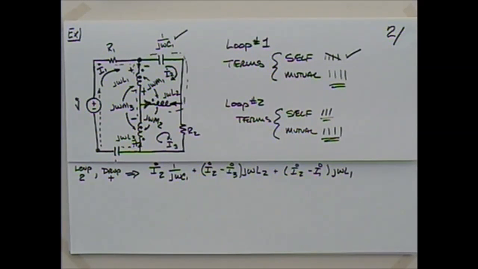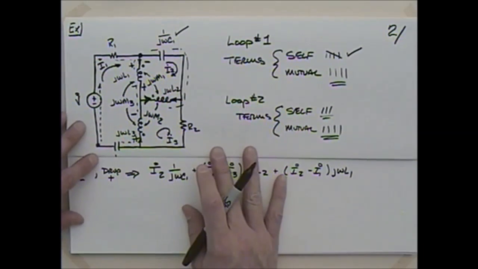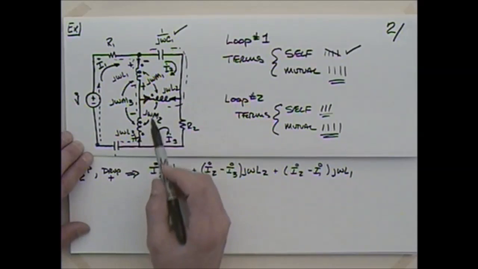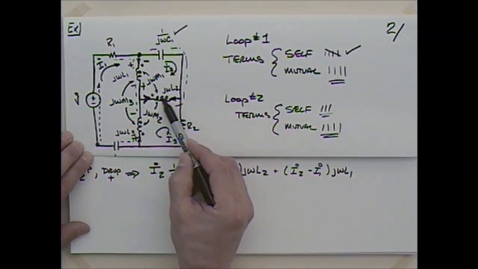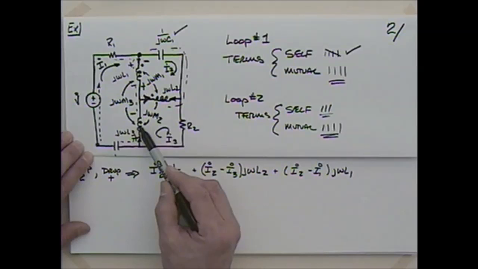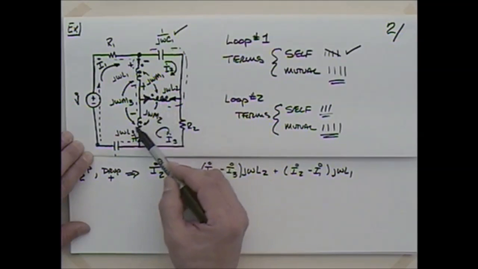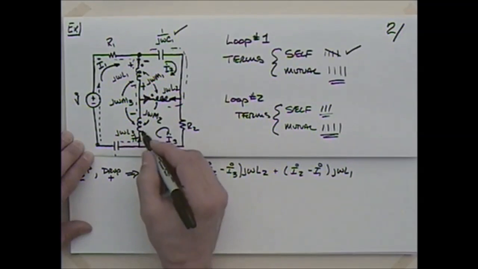So now we've got the mutual terms, right? What are the mutual terms going to be if we just survey this thing roughly? I would have a current through this one inducing a voltage here. I would have the current conversely in this one inducing a voltage here. I would have the current through this one inducing a voltage here. And finally the current through this one inducing a voltage there. So maybe I'll come down and do this one first.